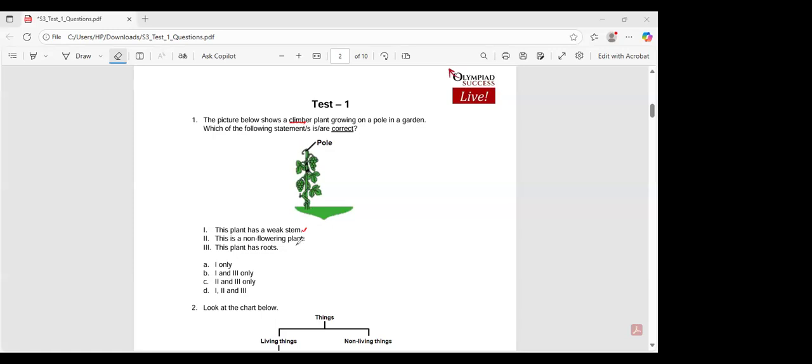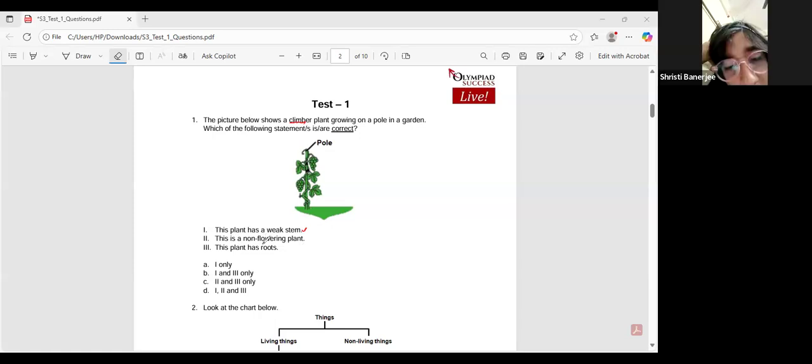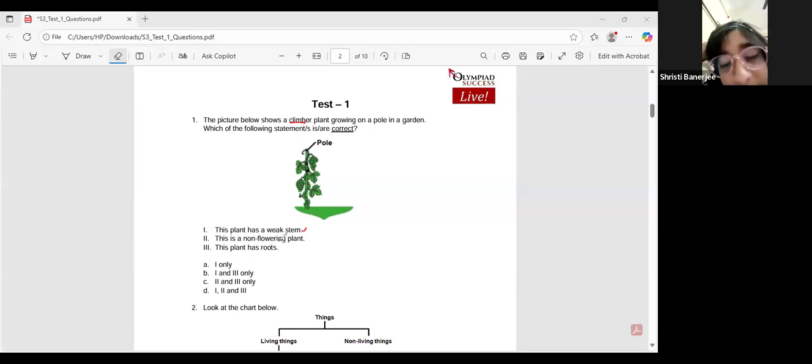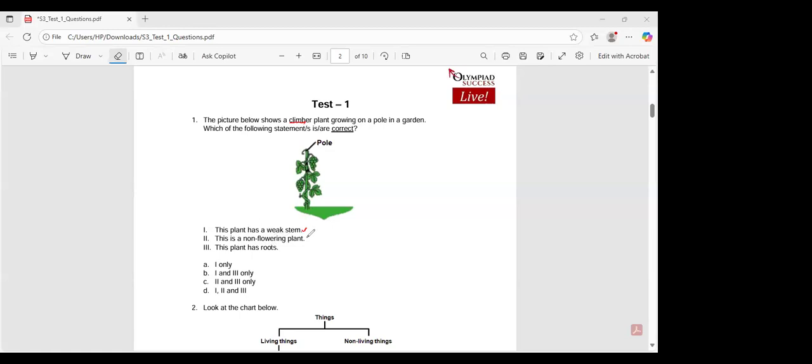It is a non-flowering plant. Can a non-flowering plant bear fruits? No, because flowers are the part of a plant which grows and gives rise to a seed, right? Yes, ma'am. So a non-flowering plant cannot bear fruit. So this is wrong. And third, the plant has roots. Definitely all the plants on the earth have roots. Otherwise, how will they be able to survive? From where are they going to get the nutrients, right?